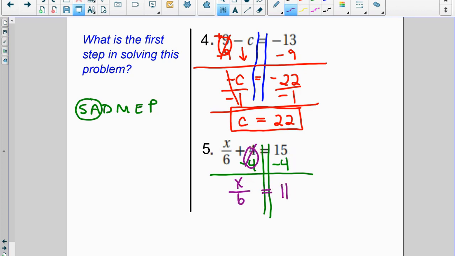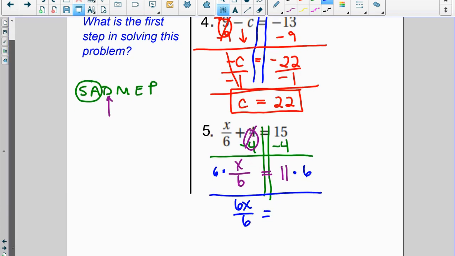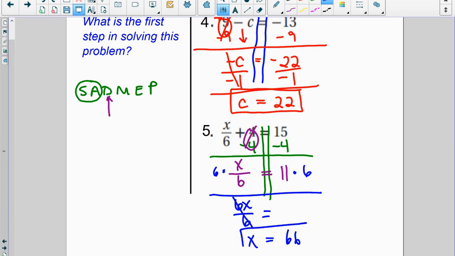Now it may look like it's a fraction, and you might be wondering, well, how do I get rid of a fraction? But remember that the fraction is really just a division. So if I want to undo divided by 6, I can actually multiply by 6 on both sides. And on the left-hand side, we take 6 times x over 6. It's going to look like this, which we know is just x. And then 11 times 6 is 66. X equals 66 is our solution.